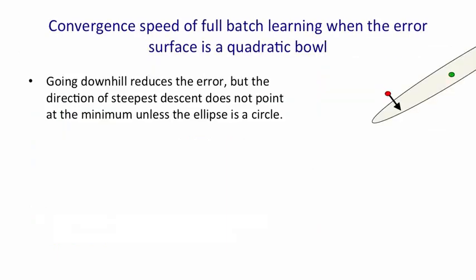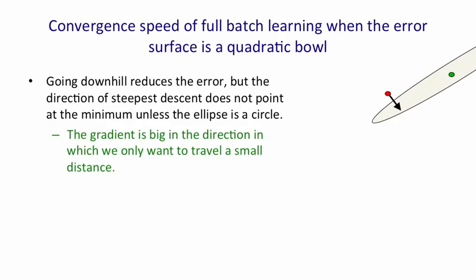If we look at the convergence speed when we do full batch learning, when the error surface is a quadratic bowl, the obvious thing to do is go downhill. This will reduce the error. But the problem is that the direction of steepest descent does not point to the place we want to go. As you see in the ellipse, the direction of steepest descent is almost at right angles to the direction we want to go in.